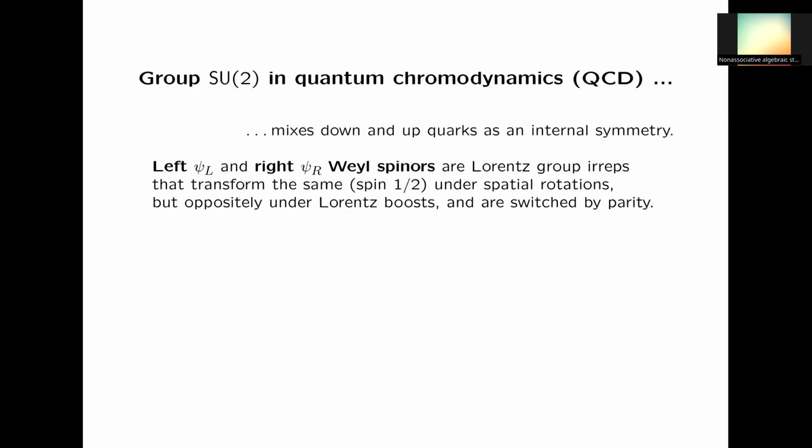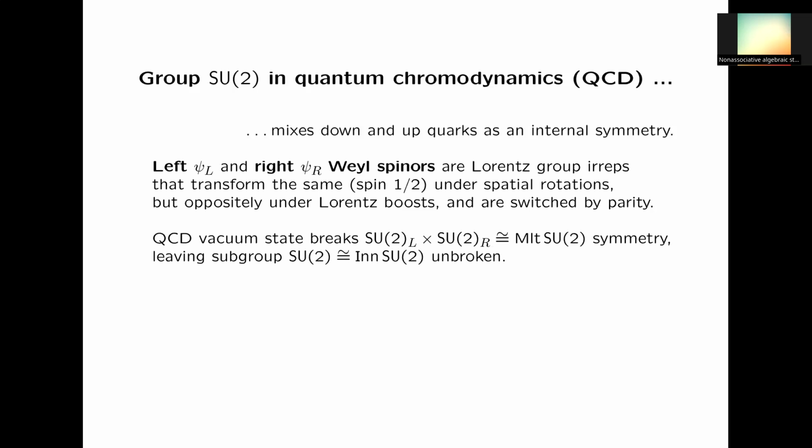Okay, coming back to what Cole mentioned in her talk, the group SU2 in quantum chromodynamics mixes up and down quarks as an internal symmetry. You have the left and right Weyl spinors that you mentioned. Those have parities because they transform the same under the spatial rotations, but oppositely under the Lorentz boosts, and switch by parity. So the lowest energy QCD vacuum state breaks the SU2L cross SU2R symmetry, and just leaves the subgroup SU2 invariant.